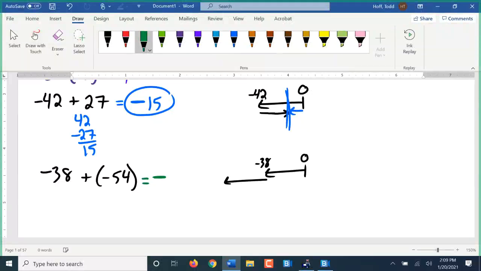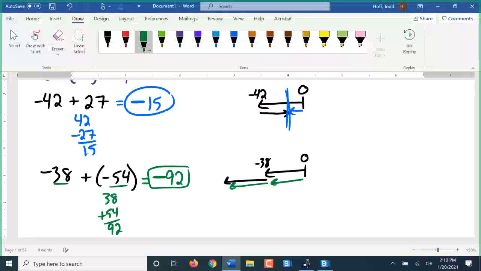My answer is negative. And since the vectors point in the same direction, the size of my answer, the absolute value of my answer, is combining the lengths of those vectors, or adding their absolute values. 38 plus 54, 92. So that's a negative 92. So the vectors, if they go in the same direction, add their absolute values. If they go in opposite directions, we subtract or find the difference of their absolute values.